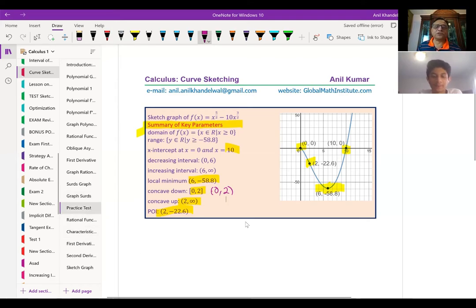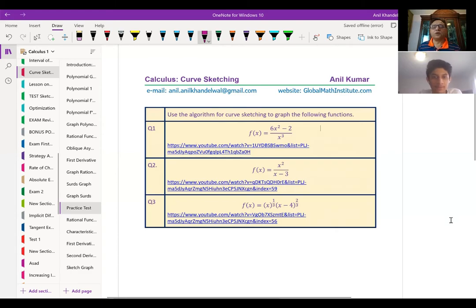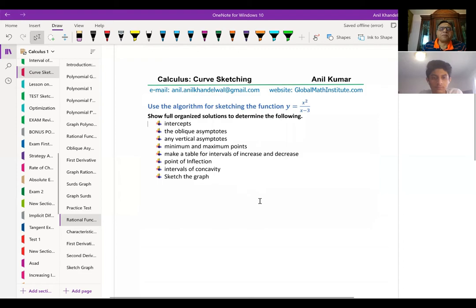Here are some practice questions for you. So these are the three questions which I thought could help you. First two are the rational functions, and those are the links where I have provided the solutions for these questions also. And then question number 3 is the radical function. It is very important to do the exercise yourself. So you could look into these functions.